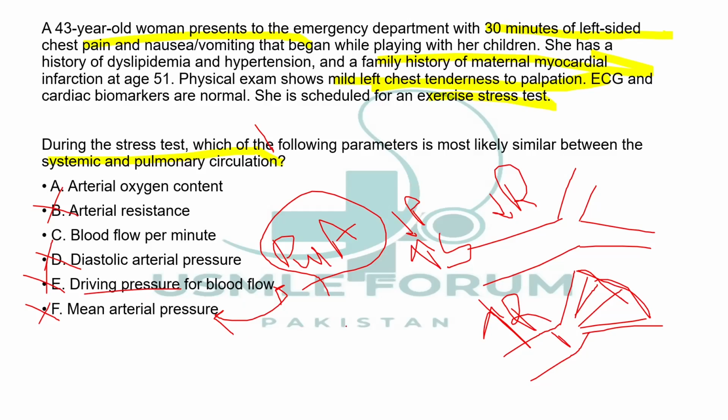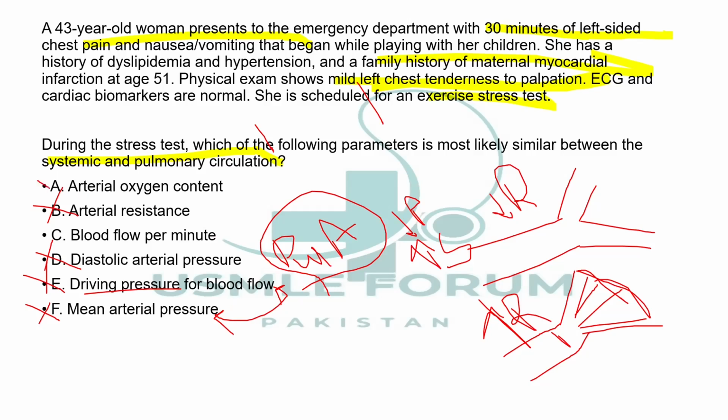Why is the pressure gradient more in the systemic? Because as I said, there is more resistance. Also, the diastolic blood pressure is higher in the systemic. Systolic blood pressure is higher in the systemic vasculature. That is why the difference is more. Mean arterial pressure is more, and that is why the driving pressure is more in systemic and less in pulmonary.